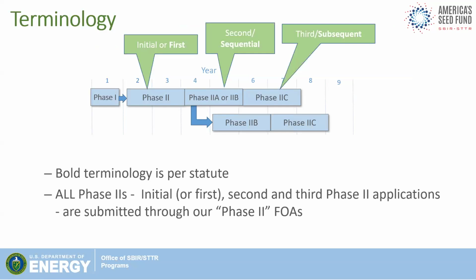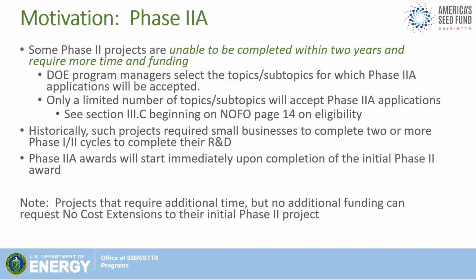Okay, so now I'm going to go into some of the details of the second and third phase 2 awards. The first phase 2 award is our phase 2, and all of you here probably should be phase 2 awardees if you are considering a second phase 2 or a third phase 2 application. Some phase 2 projects are unable to be completed within 2 years and require more time and funding. Maybe your research and development didn't work out as planned. You had to change directions and it ate up more of your budget than you expected.